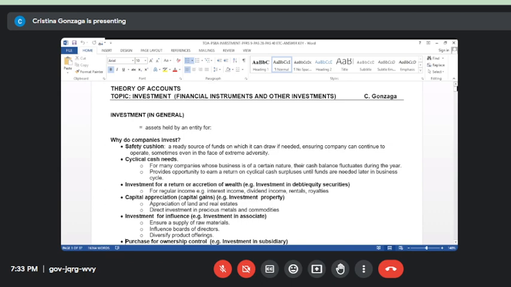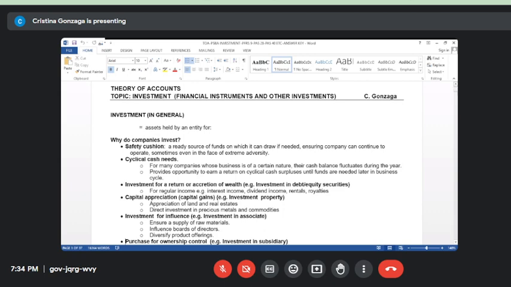Kasi paano ba nagiging associate? Of course, it depends on the quantitative threshold, no? Wherein quantitative measure natin is the ownership in common stock or ordinary share is at least 20% of the total outstanding shares. 'Di ba? Kaya nagkakaroon ng associate, 'di ba?